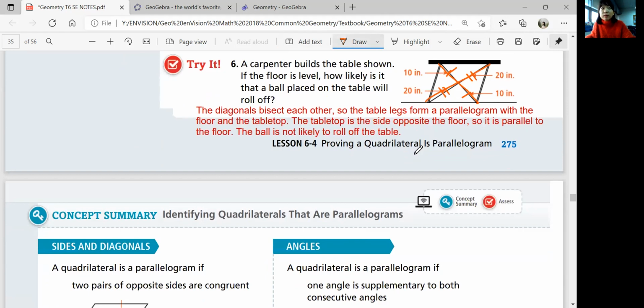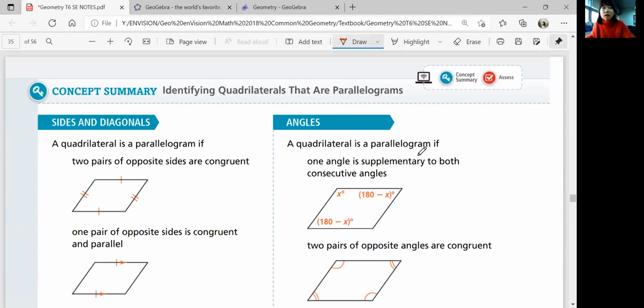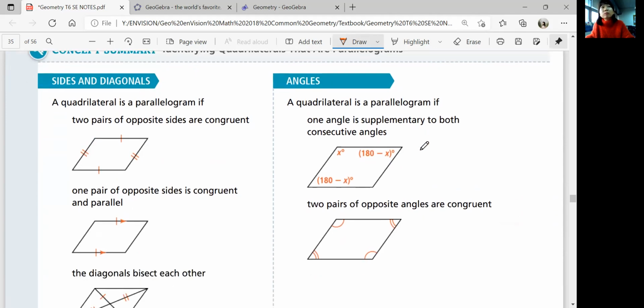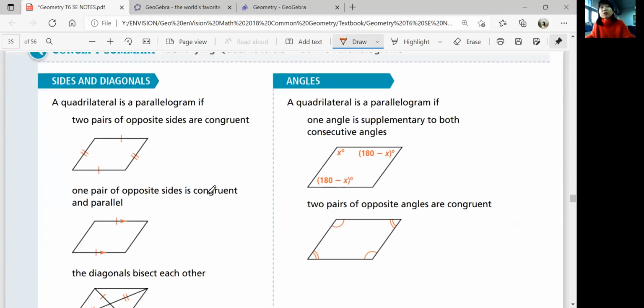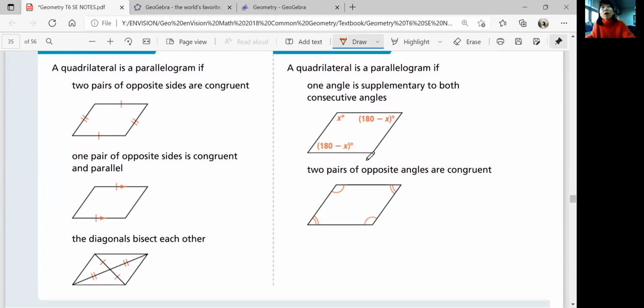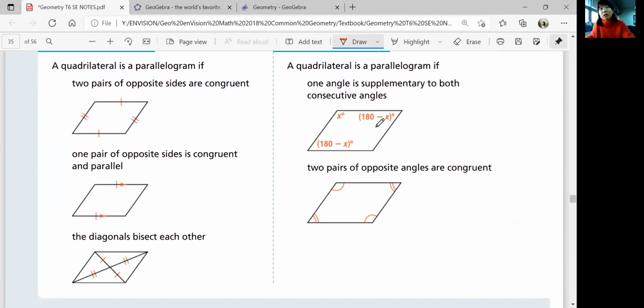Okay, so summary. We have a lot of properties to prove a quadrilateral to be a parallelogram. So identifying quadrilaterals that are parallelograms. The quadrilateral is a parallelogram if you have two pairs of opposite sides that are congruent, or one pair of opposite sides are congruent and parallel, or the diagonals bisect each other. And also, for angles, it's a parallelogram if one angle is supplementary to both consecutive angles, or both pairs of opposite angles are congruent.